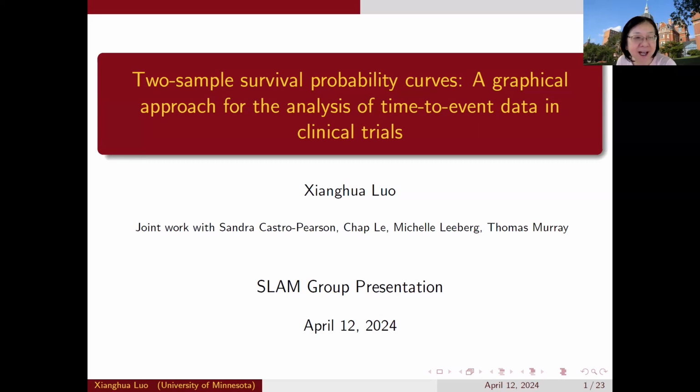So today, she's going to give a talk. I think it's going to be very interesting, very relevant for SLAM group presentation: the two-sample survival probability curves, a graphical approach for the analysis of time-to-event data in clinical trials. Okay, Xianghua? Sure. Thank you, Dr. Wang, for the very nice introduction.